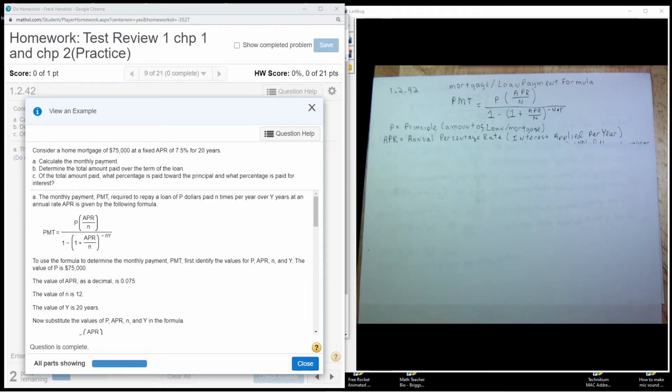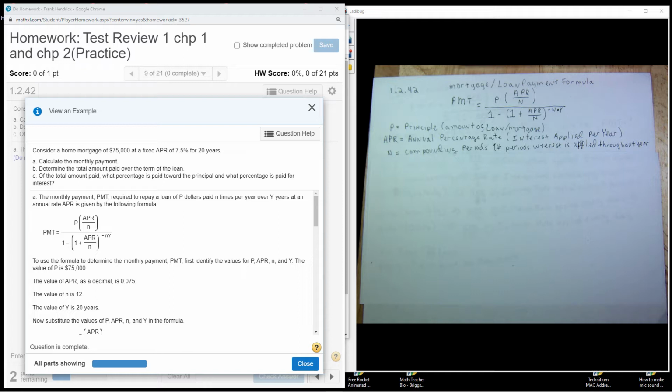The APR is the annual percentage rate. That is the total amount of interest that the person will be charged per year. That's the total interest they'll be charged for the APR, the annual percentage rate, since we're dealing with the life of the loan here.